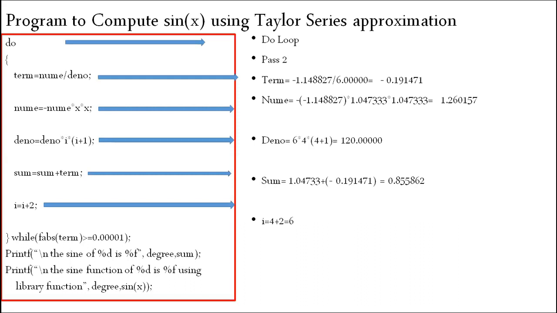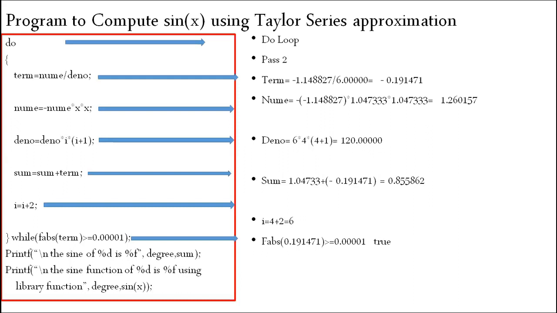After doing the iteration, I want to check the condition. That is what my while does. So while fabs of term, what is my new value of term? That is minus 0.191471, but I'm comparing with a positive value. That is what fabs does. It converts to an absolute floating value, where it takes only the number 0.191471, and checks whether it is greater than or equal to the very smallest number. If it is true, again I am doing the iterations. If it is false, I'm coming out of the loop. So as of now, my condition is true.